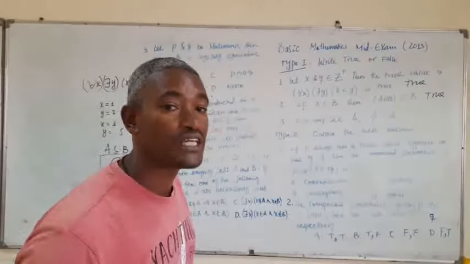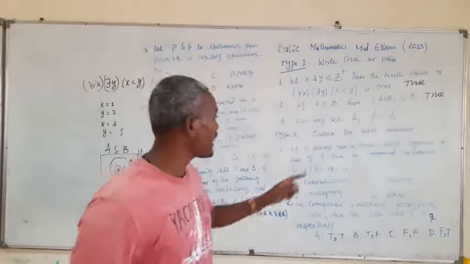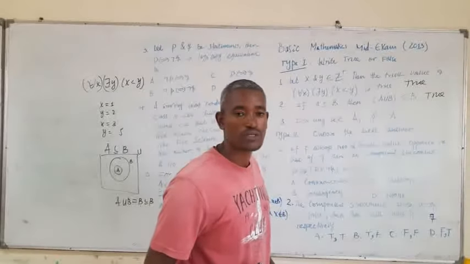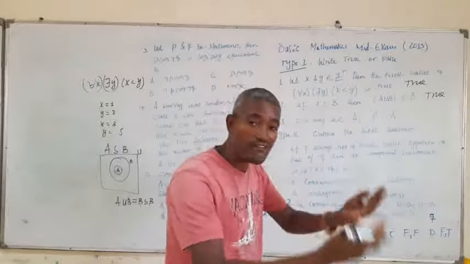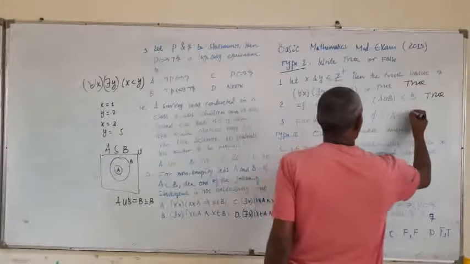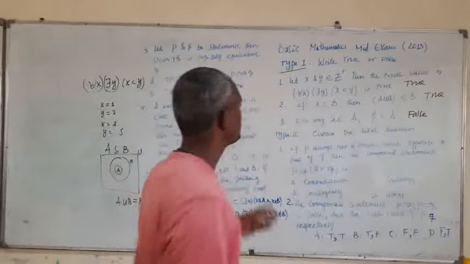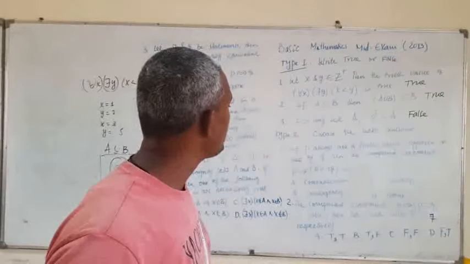The next question is, for any set A, the empty set is a proper subset of A. The empty set is a subset of every set, but the empty set is not a proper subset of every set. So it's a false statement. So these are the true or false parts of the mid-exam.